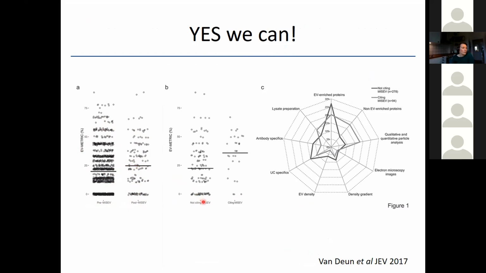You can also see that papers citing the MISEV guidelines usually had a higher score than papers not citing the MISEV guidelines. And I think you see this specifically on these non-EV enriched proteins, that papers not citing the MISEV guidelines usually don't do this, while the papers that are aware of this are better at providing this information.